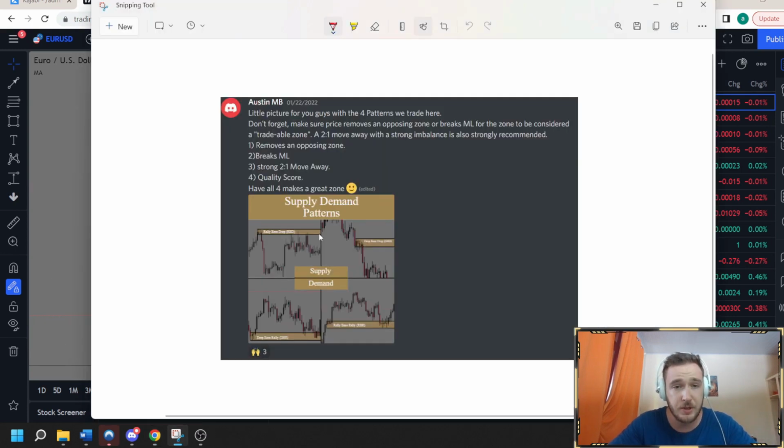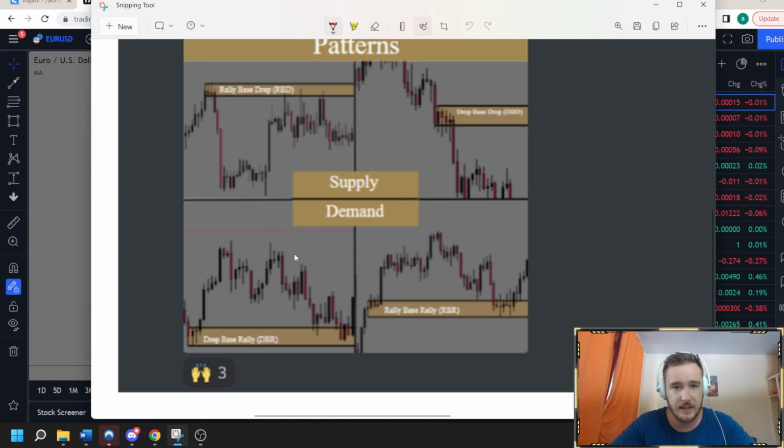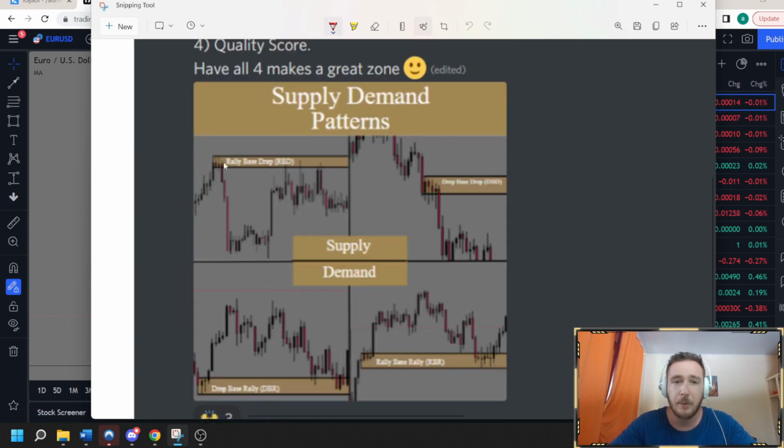So here is the picture. Let me scroll in so you guys can quickly see. Hopefully it's not too blurry. But when it comes to the four patterns, you have two supply zones and two demand zones. You are typically looking for strong imbalances. That's kind of the whole principle of the supply and demand methodology.